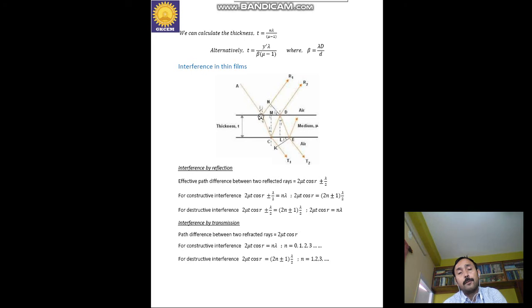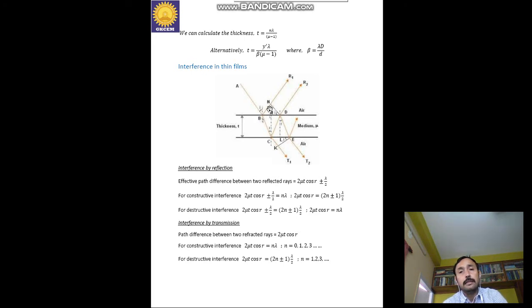When light comes from A to B, one part of the light is reflected, another part is transmitted. Again this light is reflected from C, then refracted. Again this part from D is reflected, then refracted. From E some light is transmitted, from C some light is transmitted. So the light coming through the paths A, B, R1 and A, B, C, D, R2 has a path difference. These two lights R1 and R2 are the reflected light.